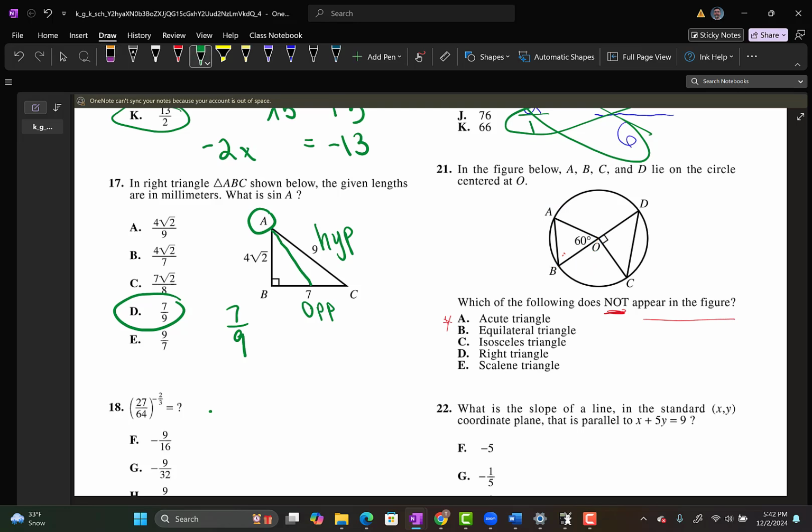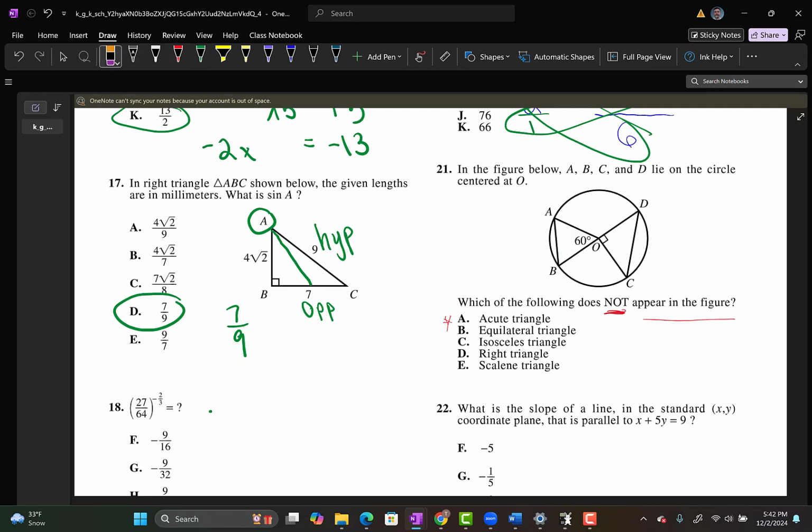The long way is you recognize, oh, this is a radius of the circle, A to O, and B to O is also a radius of the circle. So these two sides of the triangle are congruent, which means this angle and this angle are congruent, which means they both have to be 60.